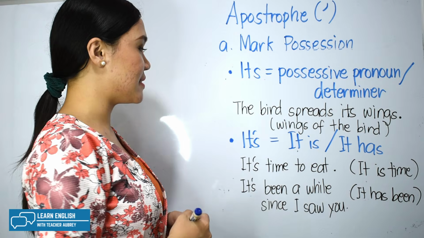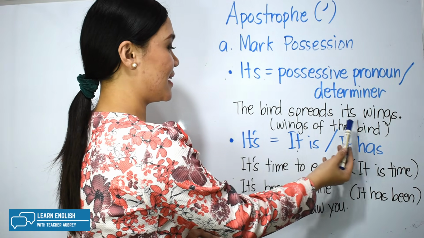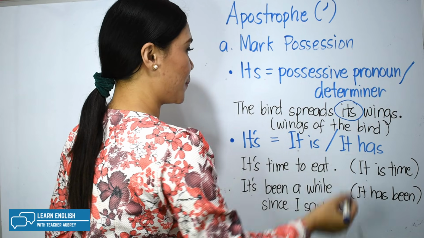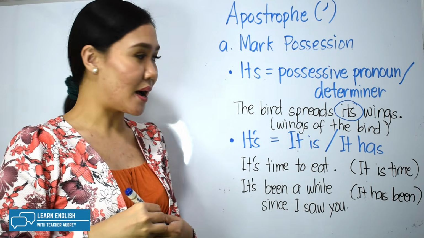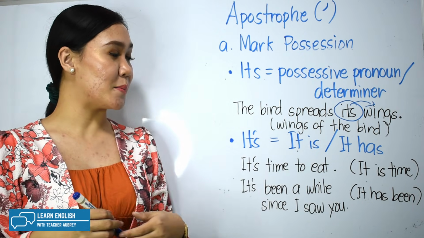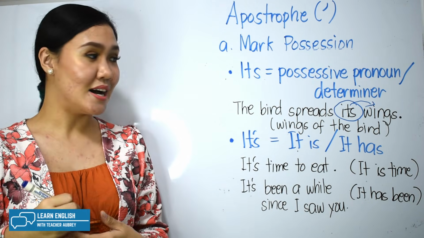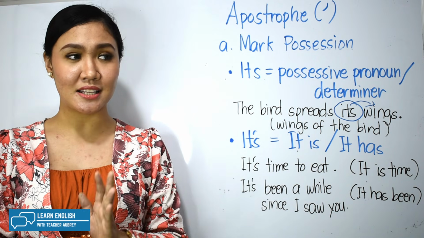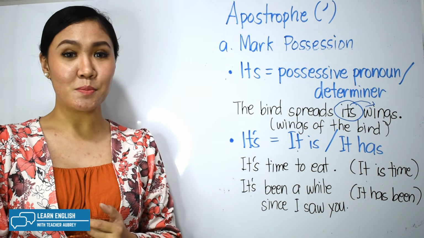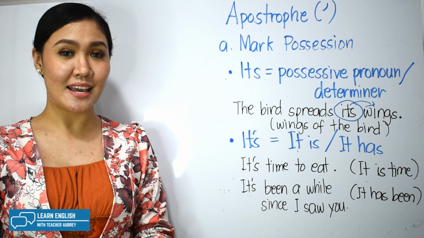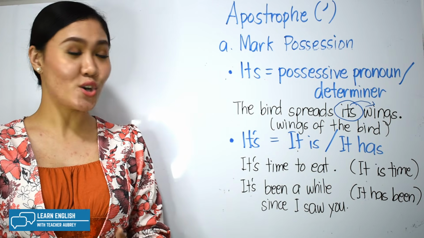Let's take a look at this example. The bird spreads its wings. Ang word natin na its dito is a possessive pronoun. It talks about the wings of the bird. Kapag ginamit natin yan sa pangungusap, hindi na natin kailangang lagyan pa ng apostrophe. The bird spreads its wings. Ginagamit natin ang it sa hayop or sa bagay. Pwedeng sabihin natin, the dog wagged its tail. The tail of the dog.